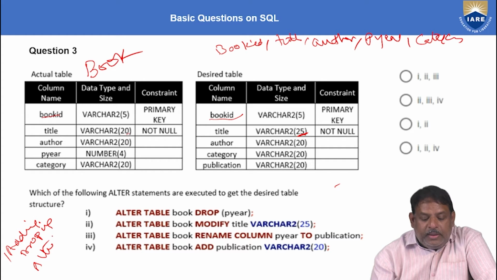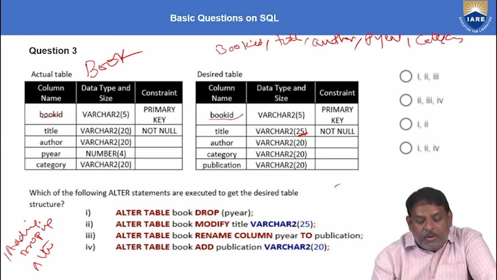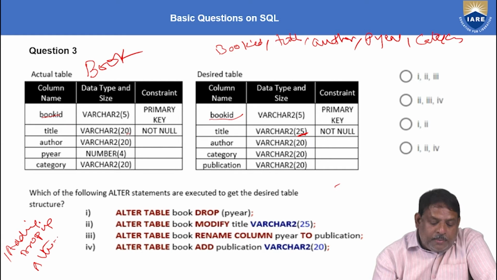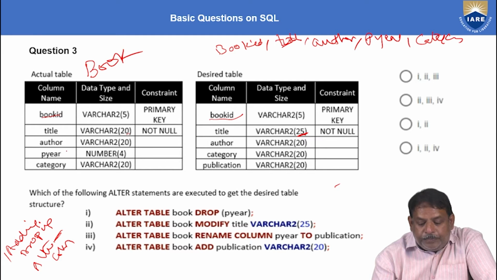Now here, in the first case, we are not doing anything because book ID remains the same. But in the second case, title is already existing, 20 to 25. So that is the third option, alter a column. Here title should be 25 from 20, so we are modifying that second column, title. Okay. Now what is third? Author remains the same, so we are not making any change to author.